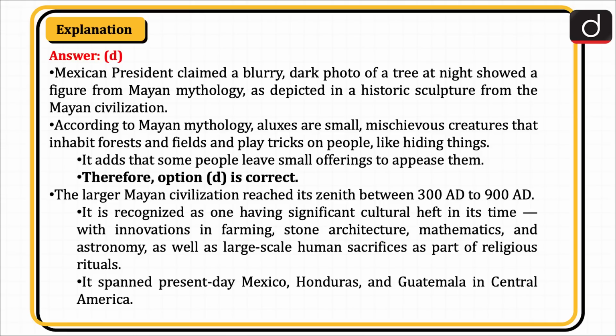The larger Mayan civilization reached its zenith between 300 AD to 900 AD. It is recognized as one having significant cultural heft in its time, with innovations in farming, stone architecture, mathematics, and astronomy, as well as large-scale human sacrifices as part of religious rituals. It spanned present-day Mexico, Honduras, and Guatemala in Central America.